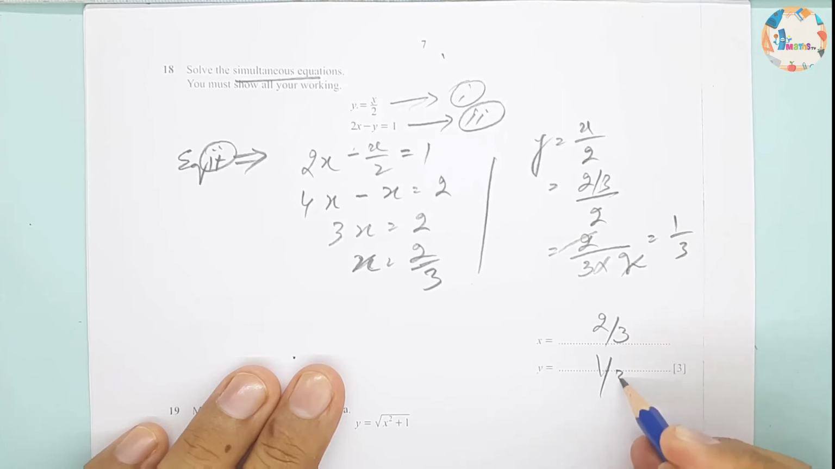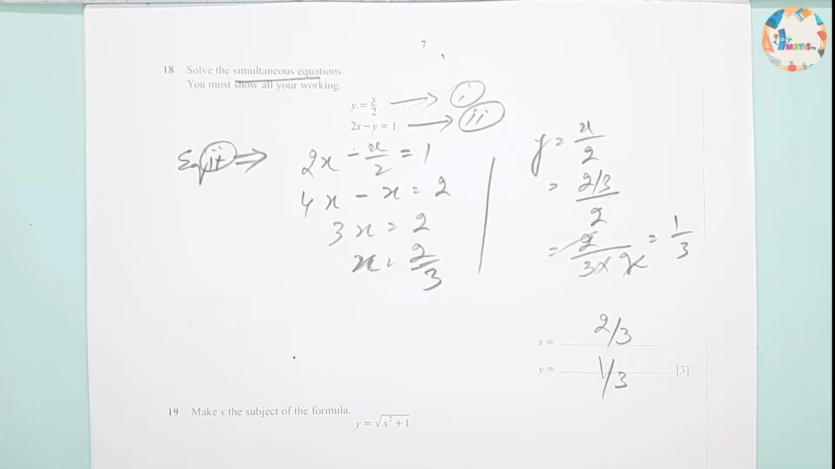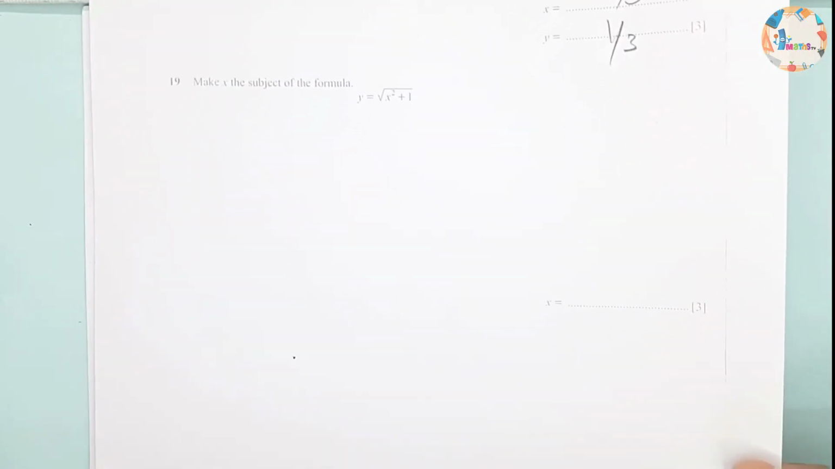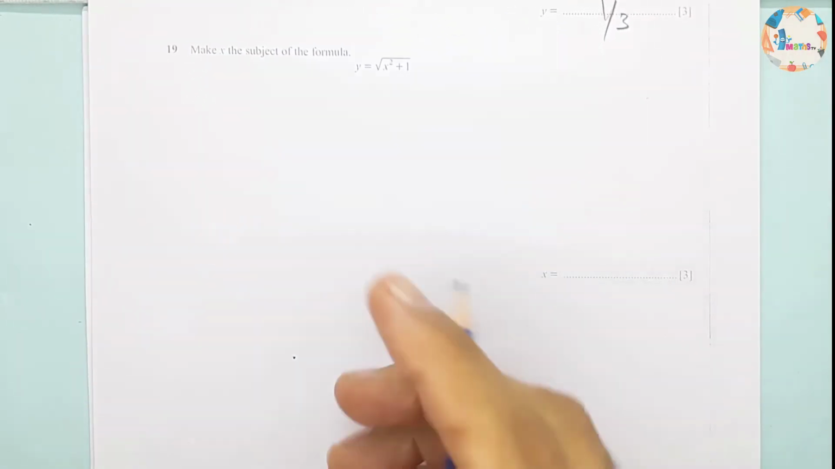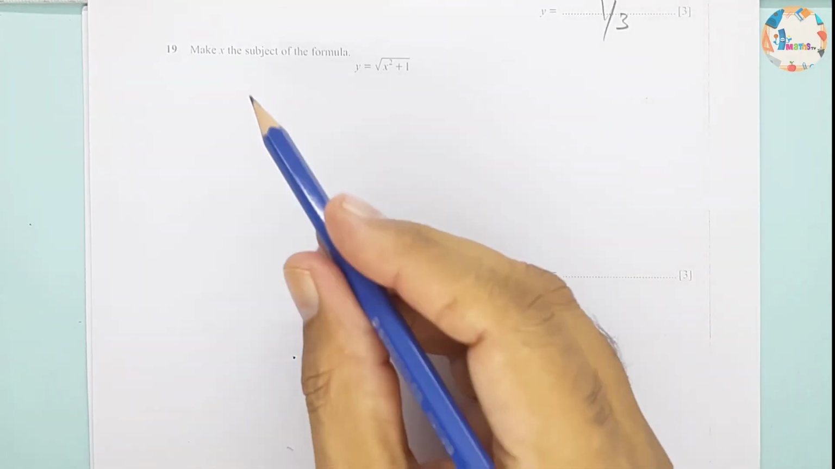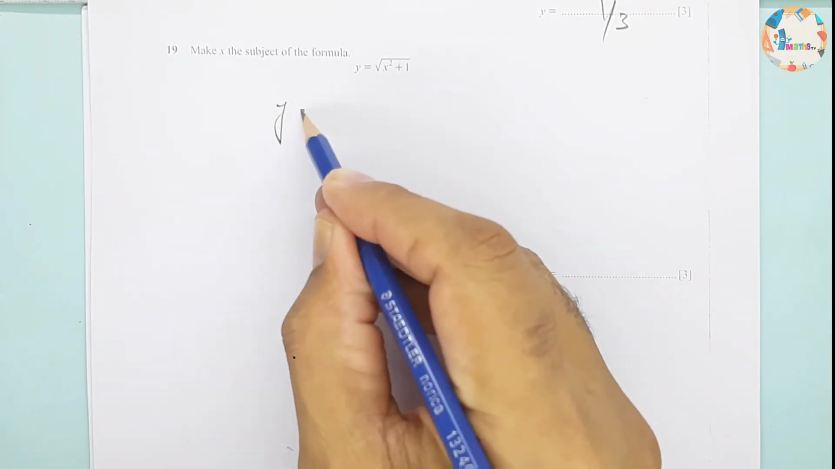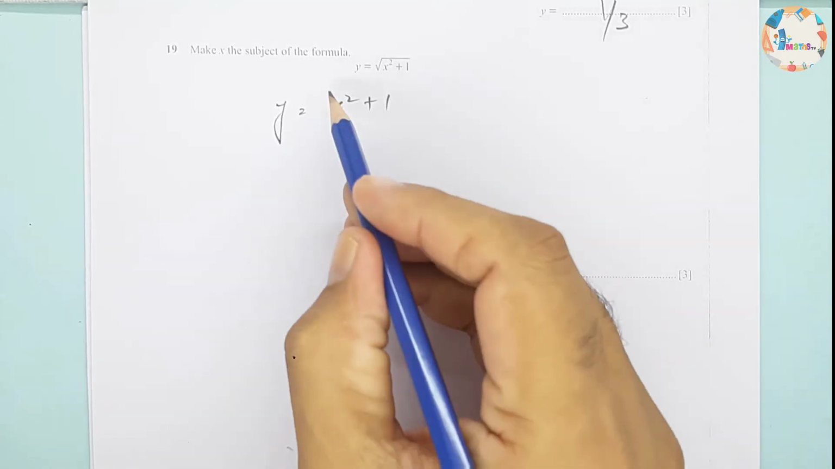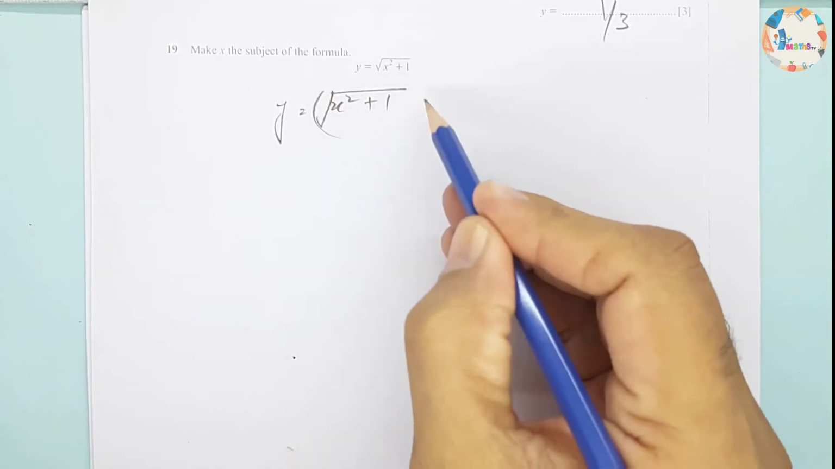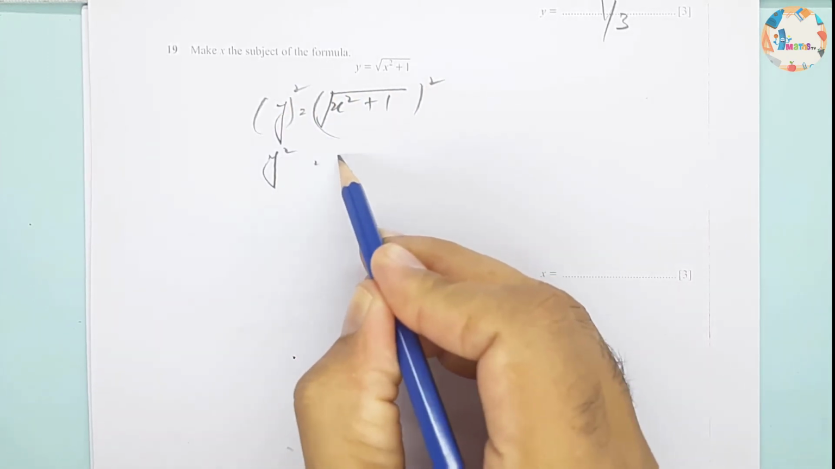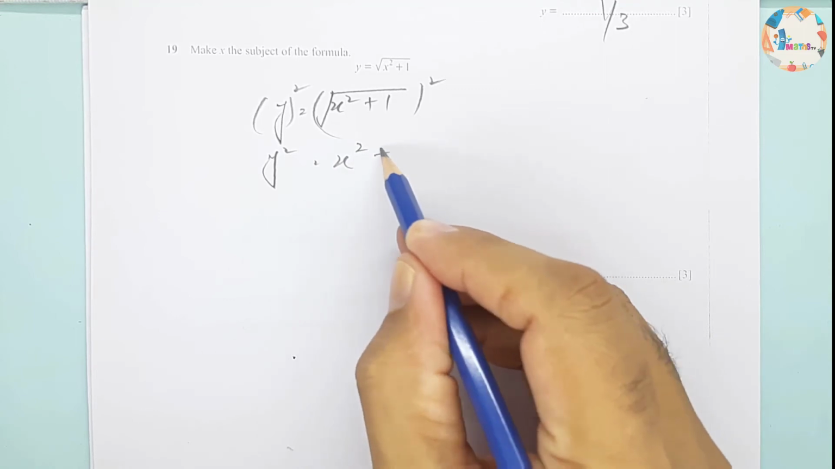So answer will be 1 by 3. Now question number 19. Make x as subject of the formula. So y is equal to root of x square plus 1. Now we can take square on both sides. This will be y square is equal to x square plus 1.